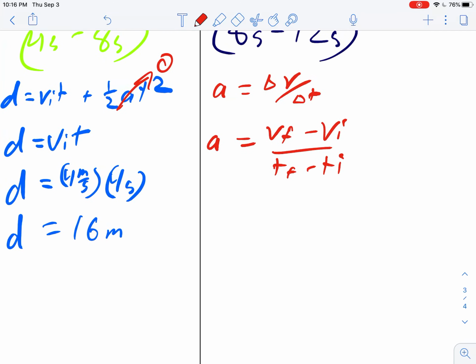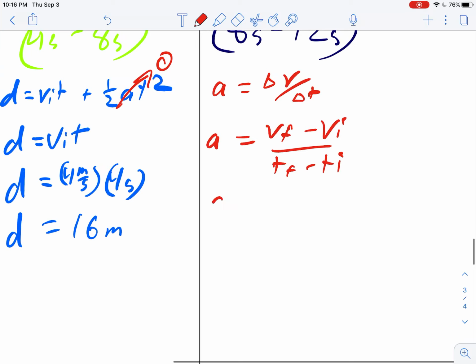By the way, as you become more comfortable with these notations, you don't need to necessarily write down both the delta version and the final minus initial version. Once you're comfortable, delta v over delta t is just fine. Okay, it's implied that that's going to be the final minus the initial. All right, one symbolic equation is enough.